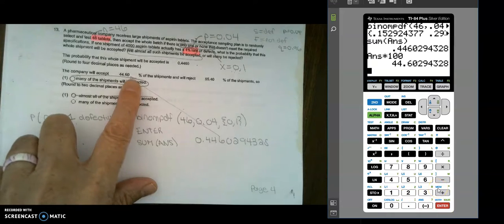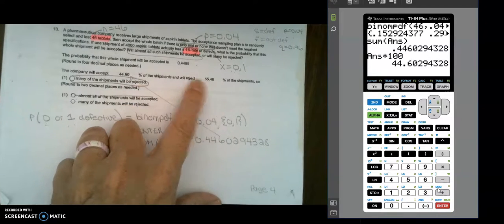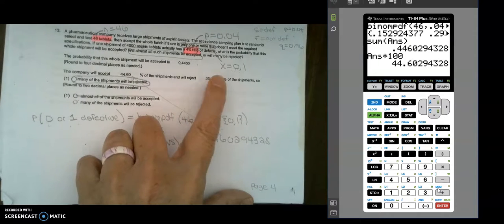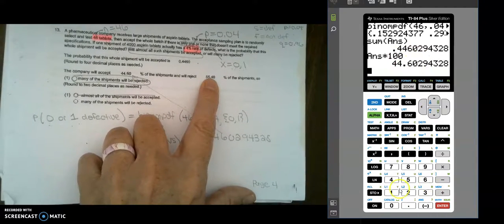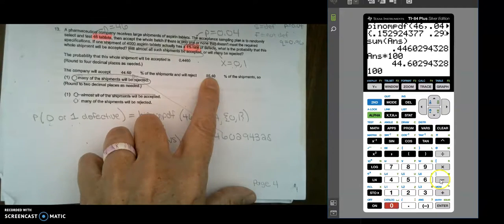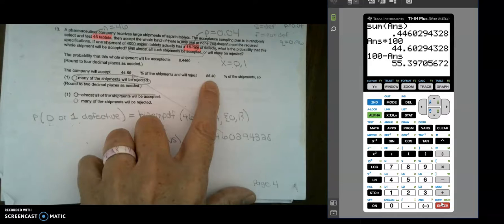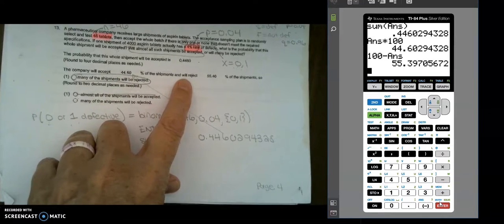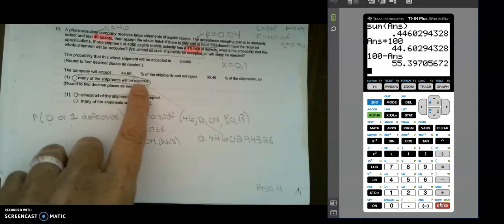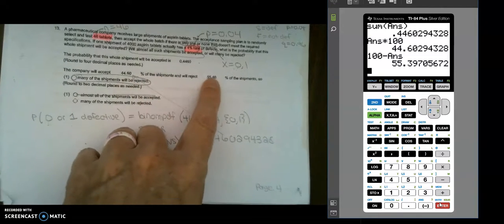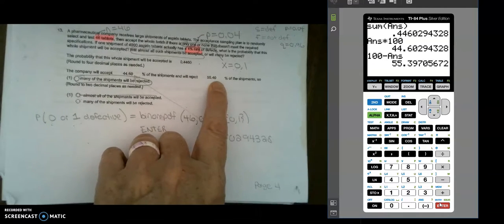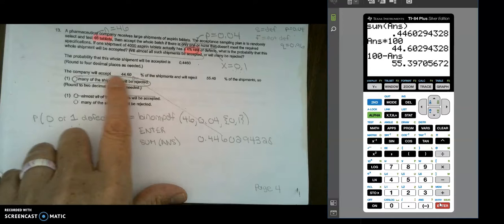So the company will accept 44.6% of the shipments and will reject 55.4%. How they got this is they took 100% minus the last result, and they got 55.4. Let me make sure I'm reading this right. We will accept 44.6, and then we will reject 55.4. So there are many that are going to be rejected because it looks like this is higher. How many will be rejected is higher than how many are accepted.